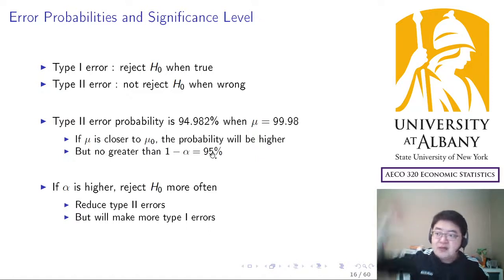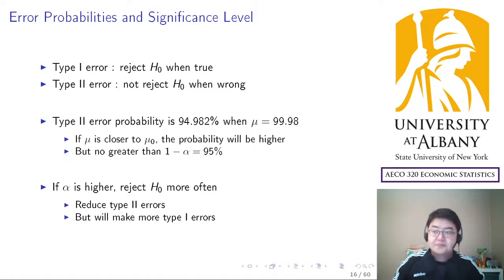On the other hand, the rejected 5% is the type 1 error probability. So it's a flip side of a coin. The higher alpha is, the more you reject, so it reduces type 2 errors, but it will increase type 1 error chances. So it's also a trade-off, balancing out the rejections and non-rejections.